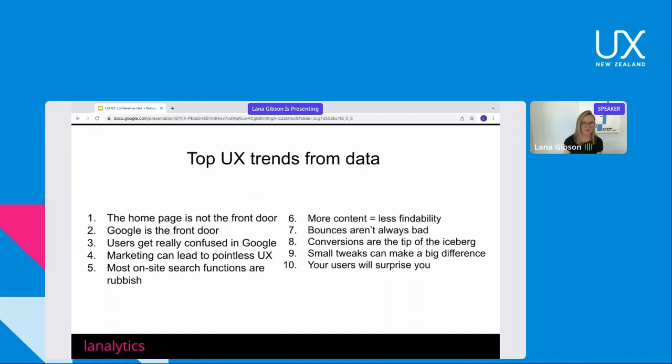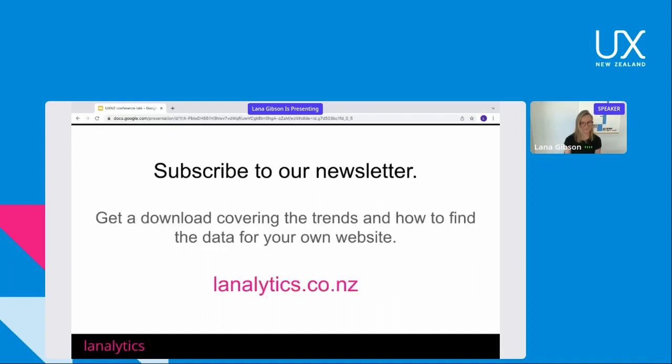So here are the top trends. This is a little takeaway slide for you guys. Also on our website, if you subscribe to our newsletter, there's a download covering all these trends, along with the analytics reports you can use to find them on your own website, so you can see how your own website is performing.